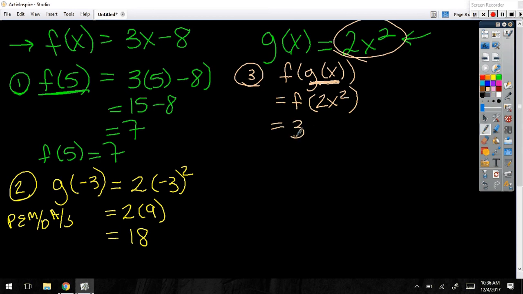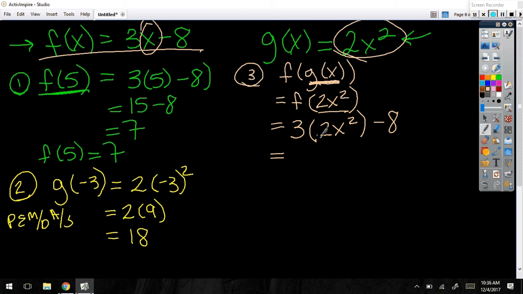It's gonna be 3x and 2x squared. All right, everybody watch. I'm taking this equation. I'm replacing this x with this. So parentheses 2x squared, minus 8. You can't distribute the negative 8. The 3 is only going with the x, guys. So it's 6x squared minus 8.